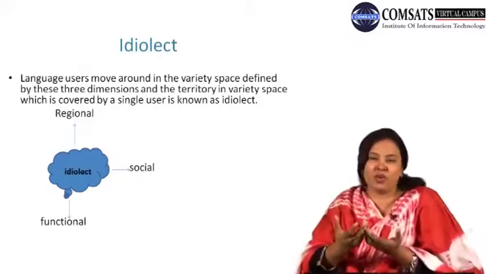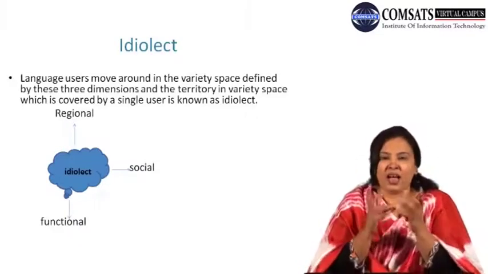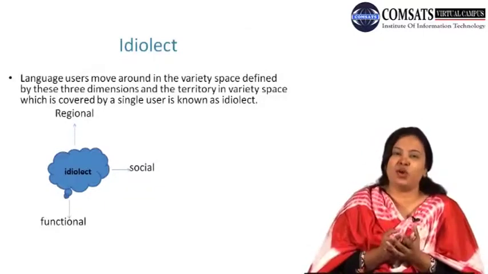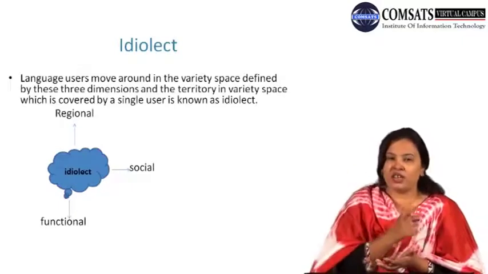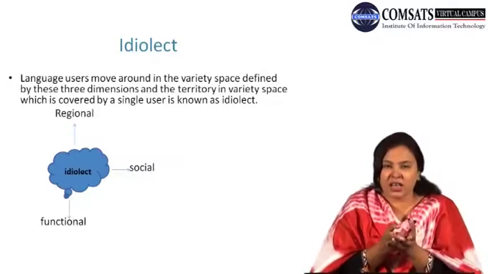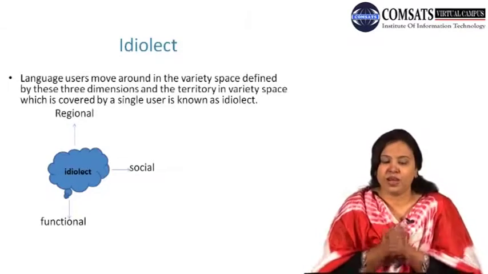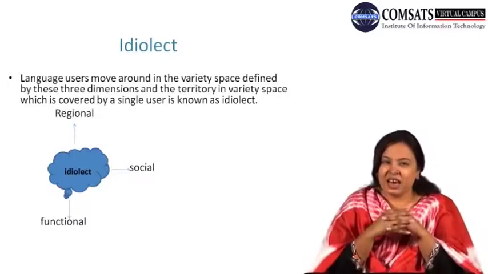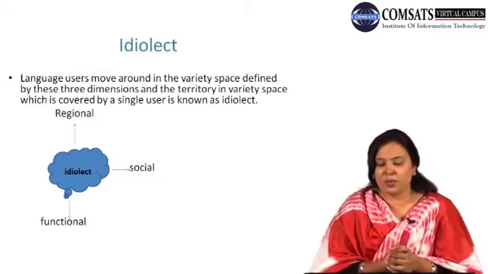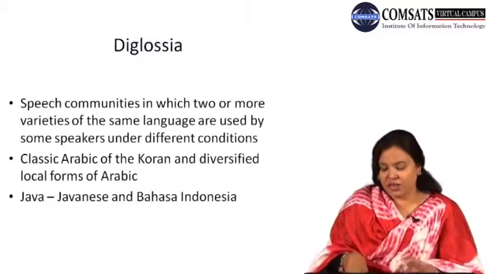For example, as a female, I have particular features. According to the language of the region I am living in, I have particular features of my language. So my language reflects a combination of all these: the regional variation, the social variation, and the functional variation. The combination together develops a space where I am identified through my speech, and that is known as idiolect. So idiolect is the personal dialect or personal language, showing all these three features, and occupying a space between all these different features.